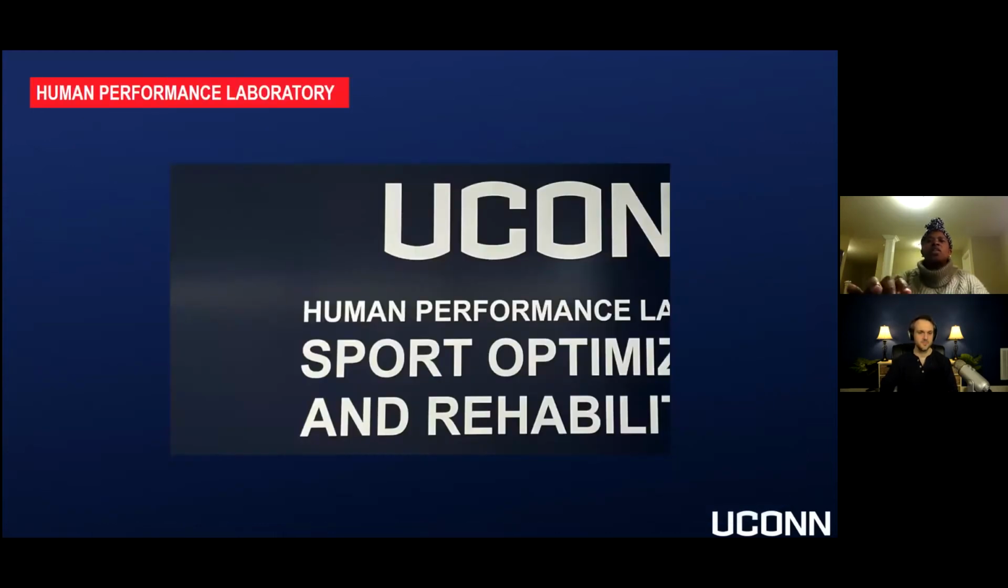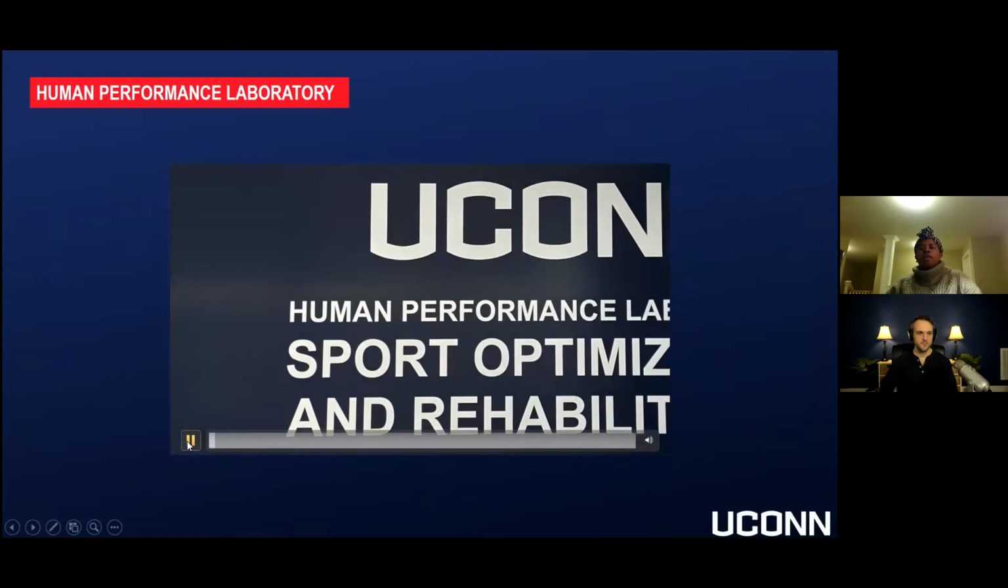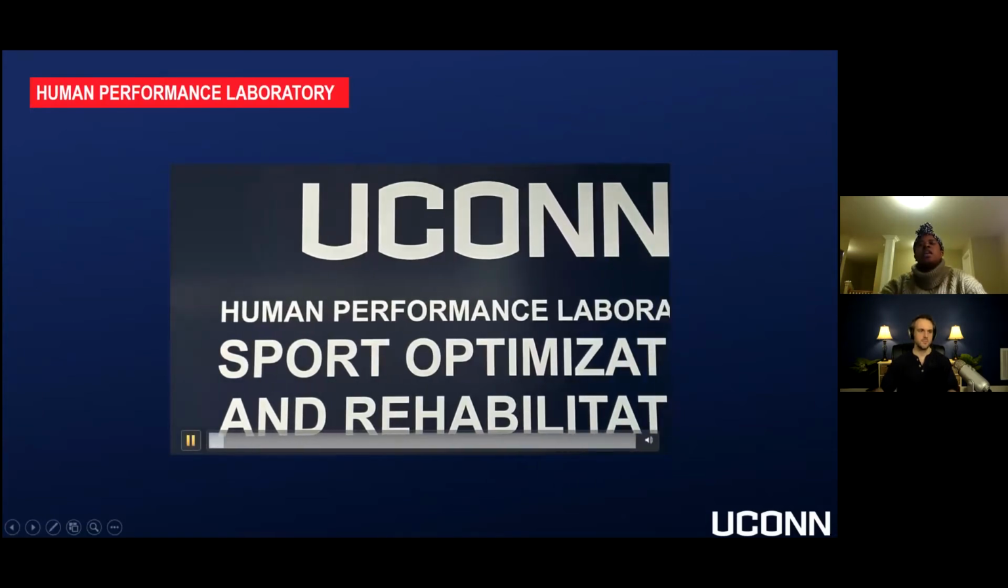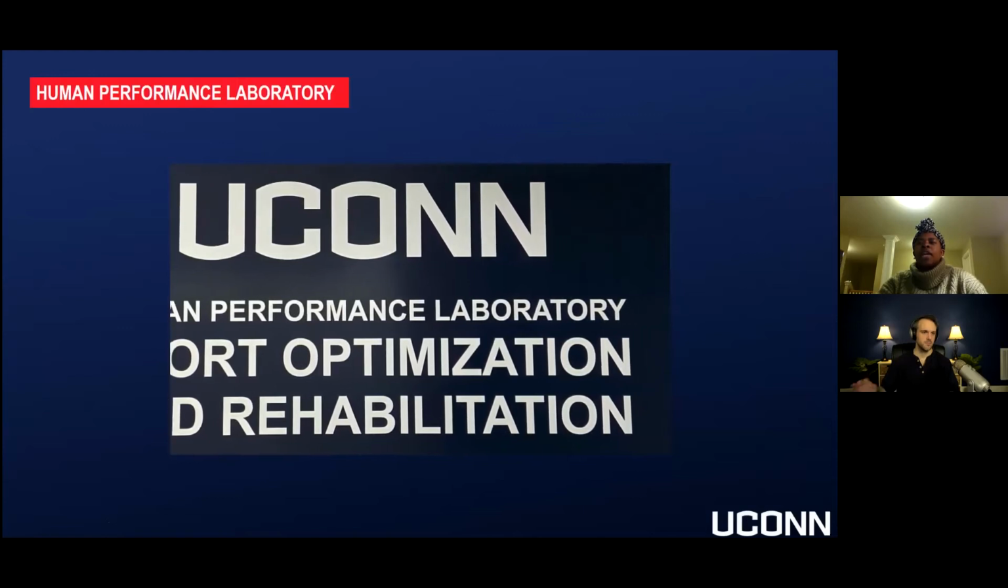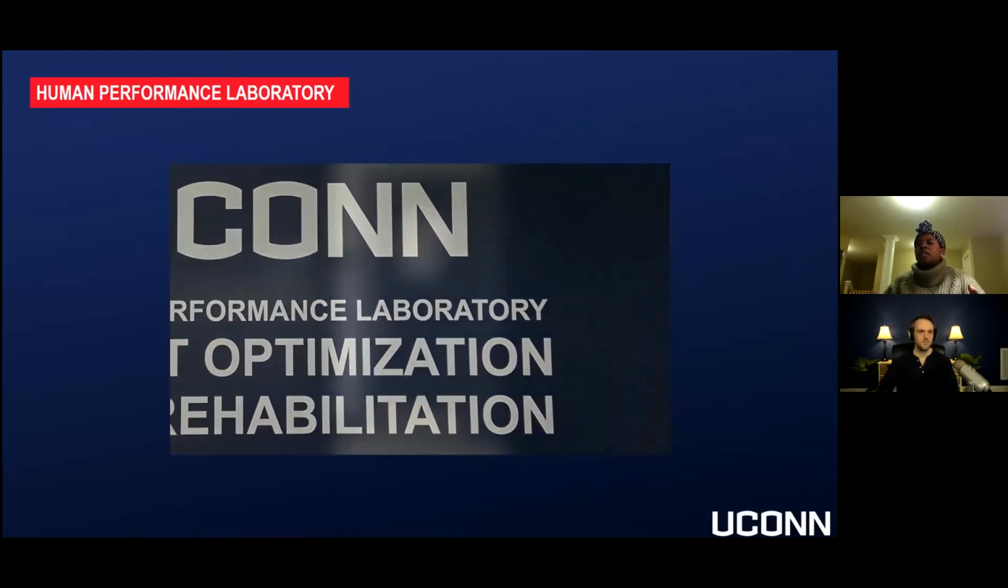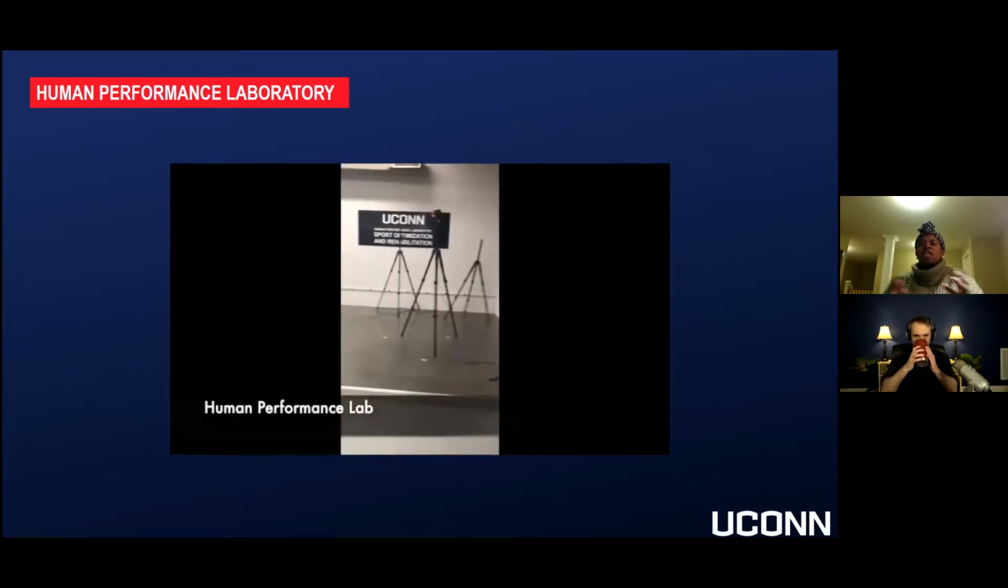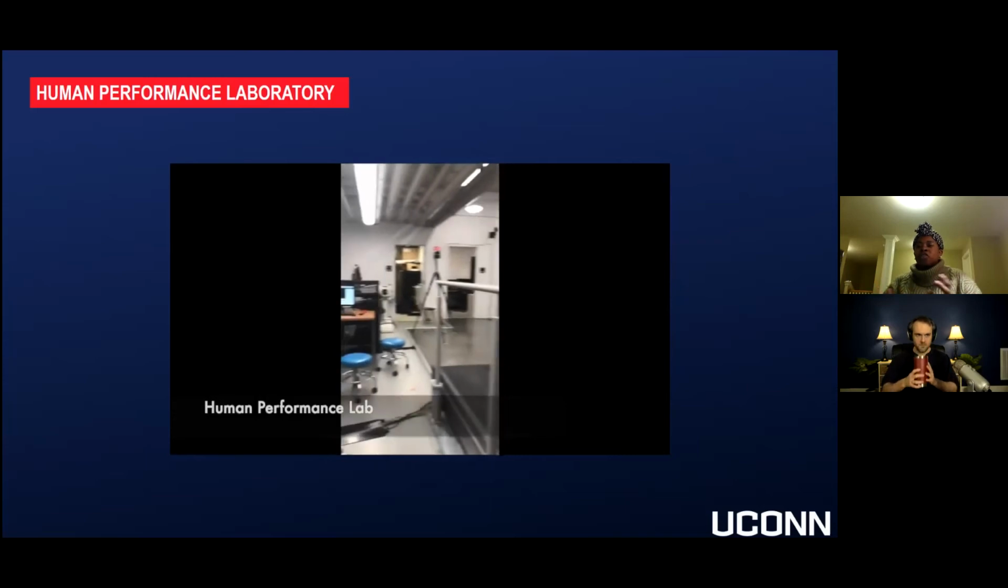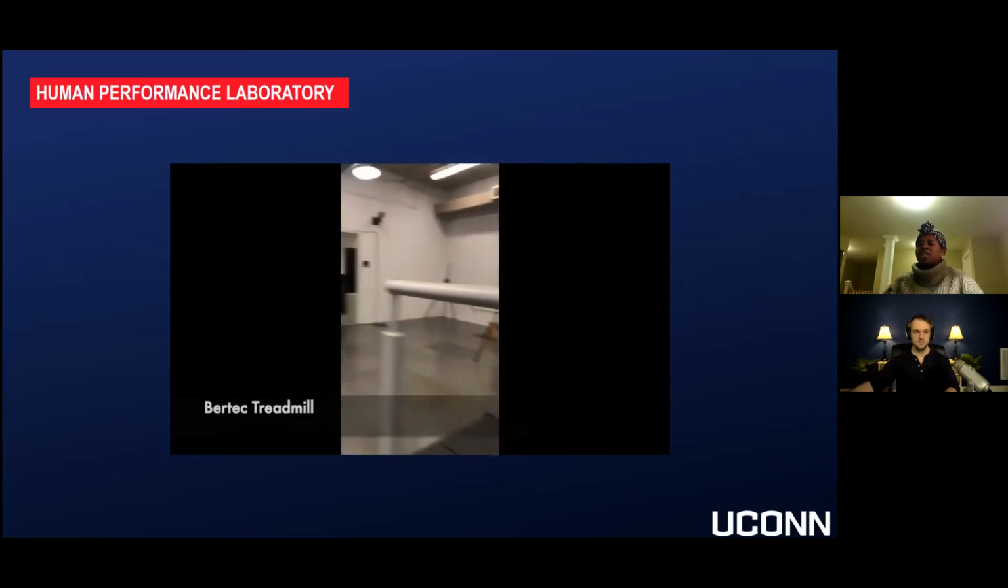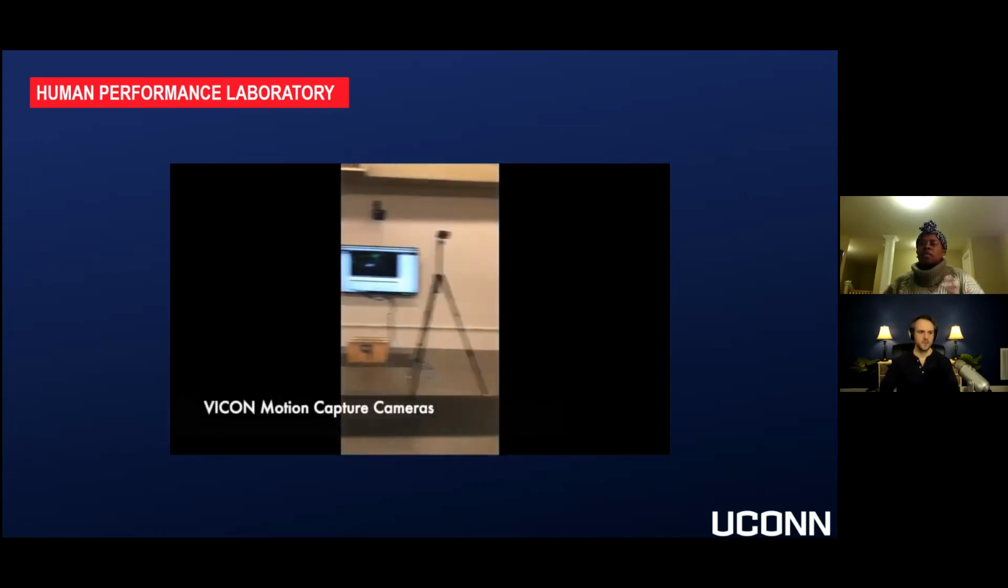To do all this work, we had to have the facilities and equipment to do so. We have a human performance lab that the University of Connecticut was really great in allowing us to provide the funding to get us up and running. We have state-of-the-art equipment. We have a Vertec instrumented treadmill, and you'll notice that it is a split belt treadmill so we can control each limb independently. We also have a Vicon motion capture system, a 12-camera system.